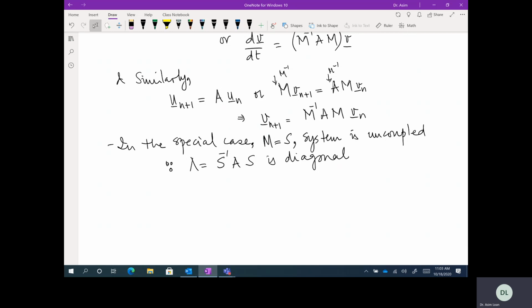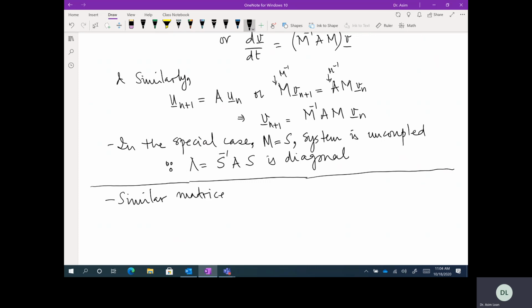Okay. So I claim similar matrices have the same eigenvalues. So how do we prove that? Similar matrices have the same eigenvalues.